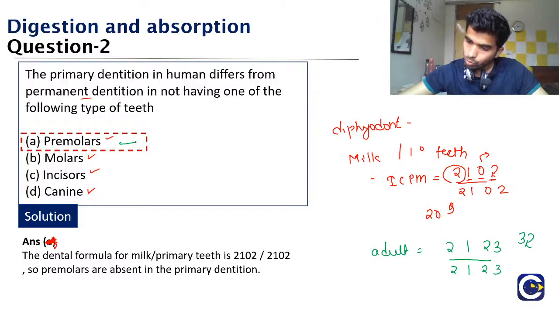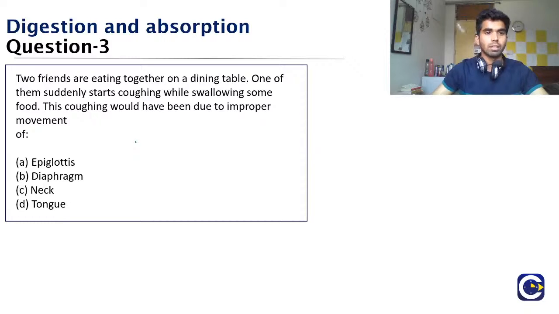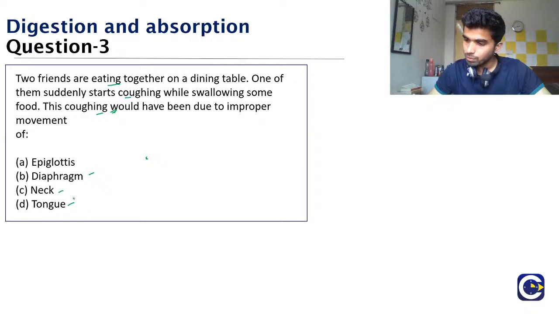Now moving on to the next question, that is question number 3. Two friends are sitting and eating together on a dining table. One of them suddenly starts coughing while swallowing some of the food. This coughing would have been due to improper movement of option A, epiglottis, option B, diaphragm, option C, neck, and option D, tongue. So what is the answer? Yes, all of you?